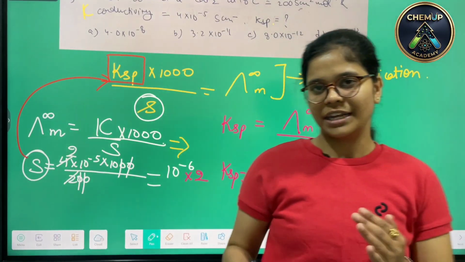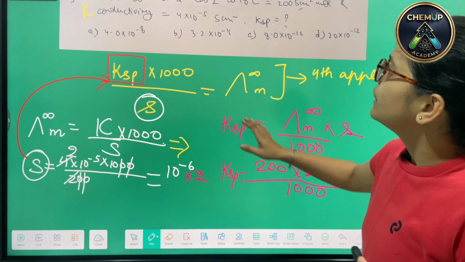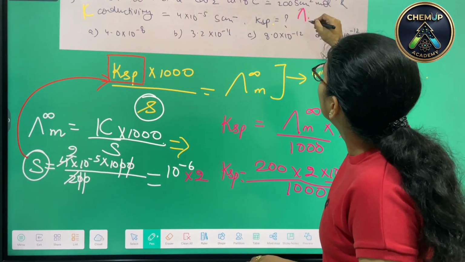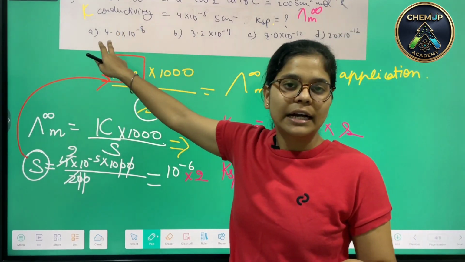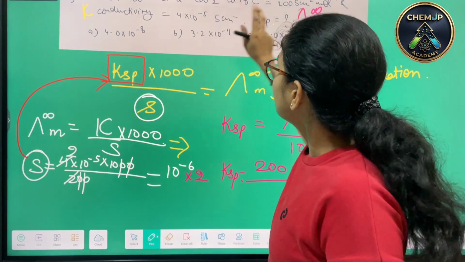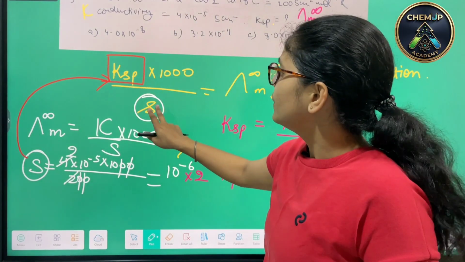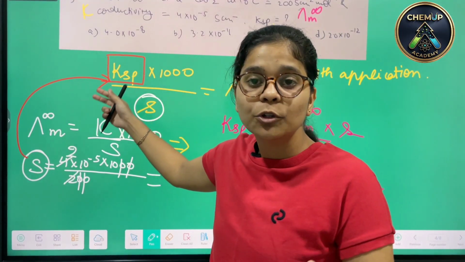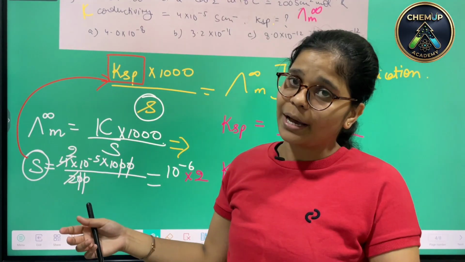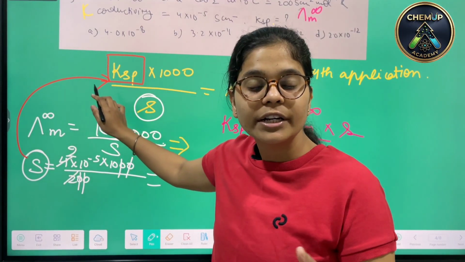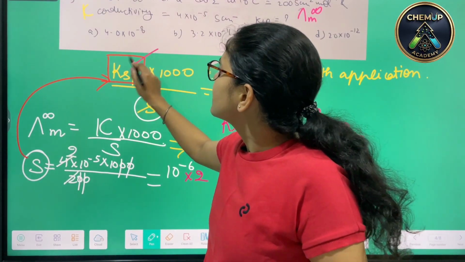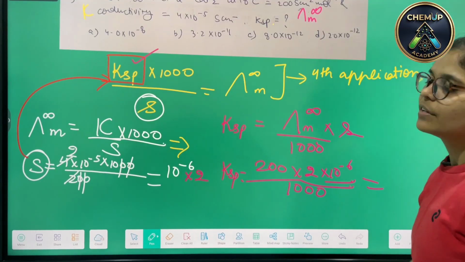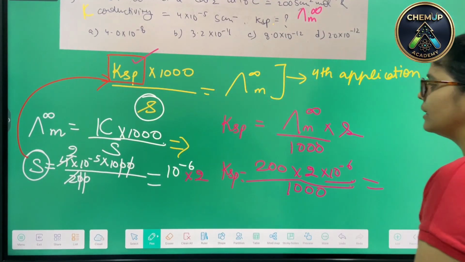I hope this question is very clear to all of you. They have given us the molar conductance at infinite dilution, and the conductivity value, that is kappa, is also given. From molar conductivity and kappa, we calculated the solubility. After that, we came to Kohlrausch's fourth application, which states that you can also calculate the solubility factor. So they were asking us to calculate the solubility factor. On placing the values, we can solve it directly, and hence we come to the solution.